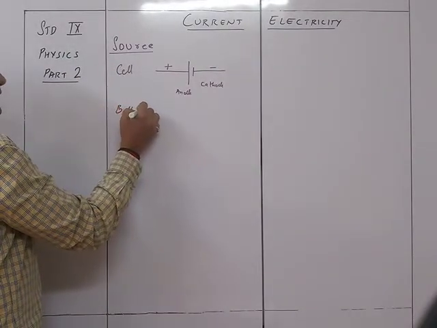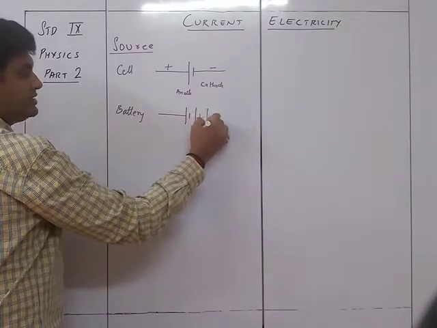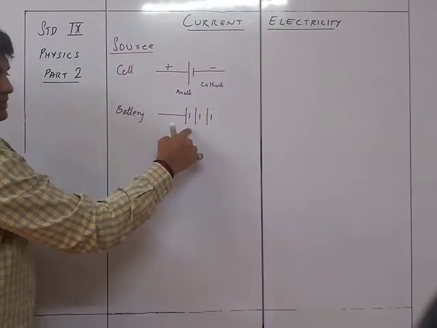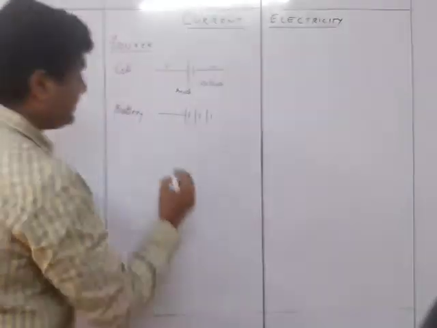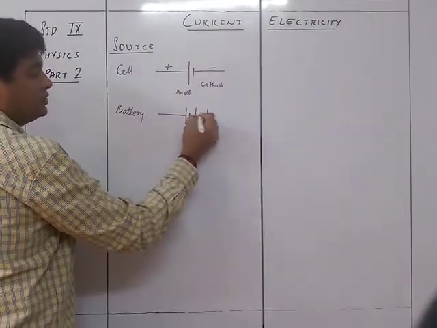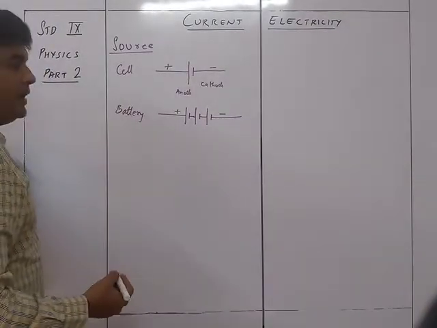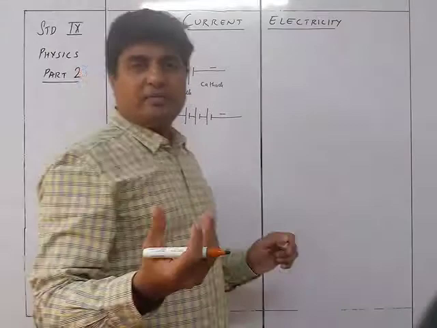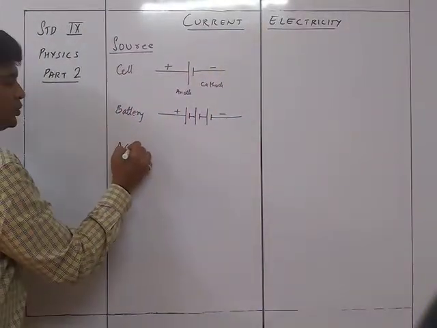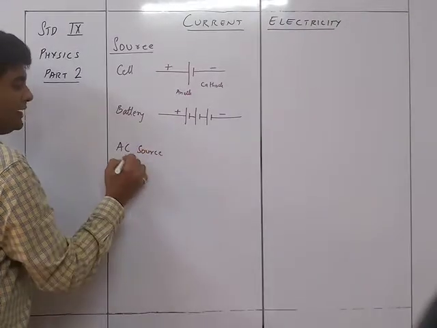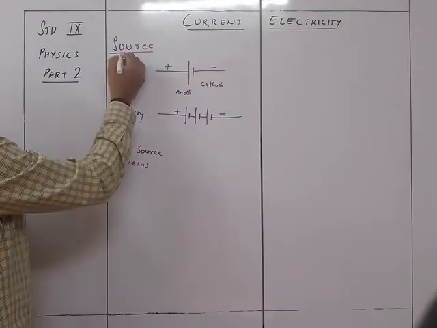When it is a battery, it means there are multiple cells connected together in series. That means the anode of one is connected with the cathode of the next like this, and these are connected to each other like this. So this is how they are connected, this being positive, this being negative. This is the battery. And if it is the supply that we are using in our household, the plug point, we call it an AC source, or we call it mains. And these are DC. This is the DC source.